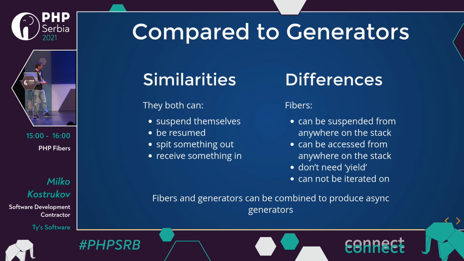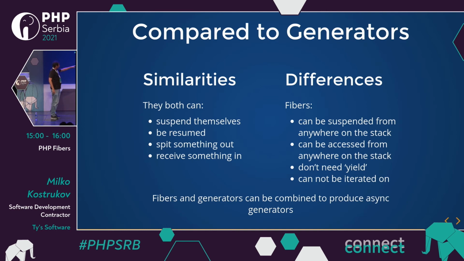Now, the differences. The major difference between fibers and generators is that if you're running in a fiber, you can suspend the fiber from wherever you are in the stack. A generator can suspend only itself. If your generator calls a function, the called function cannot suspend the generator that called it. But if your function in a fiber calls another function, the called function can suspend the fiber. So you can suspend it anywhere. And this is super important. This is where the magic happens.